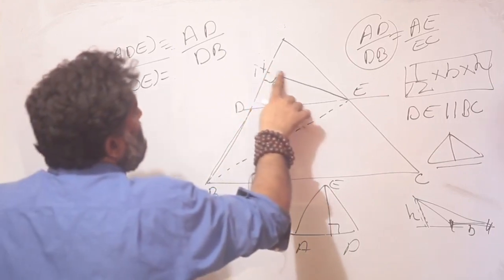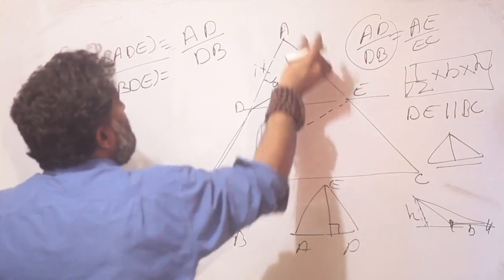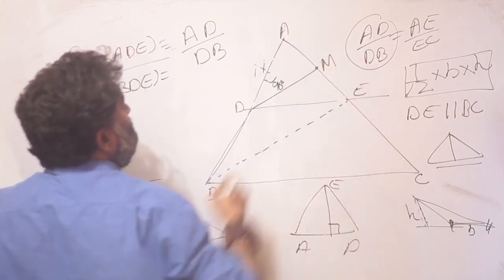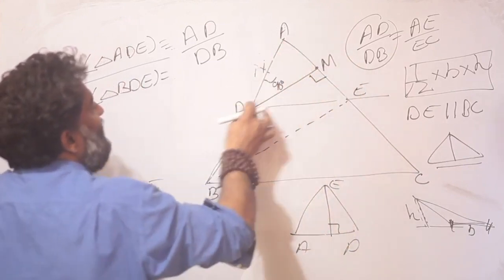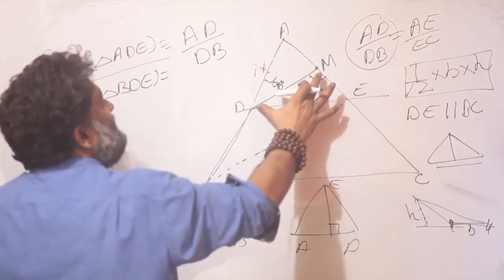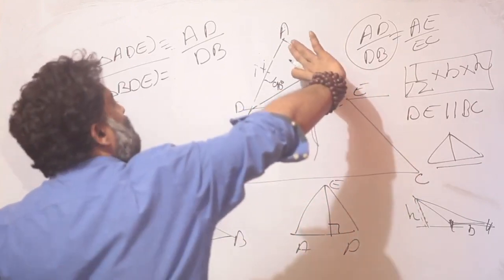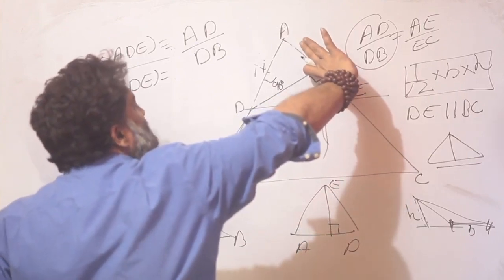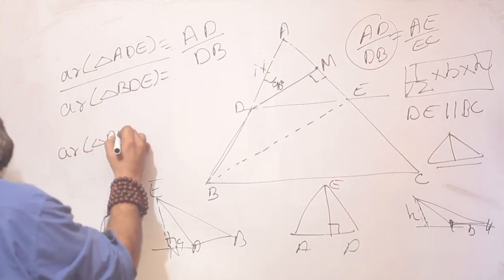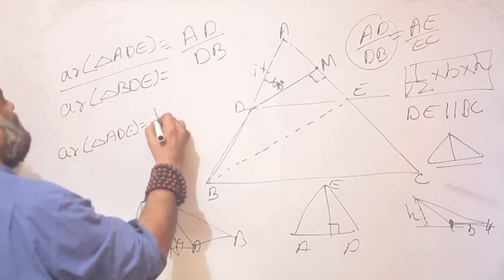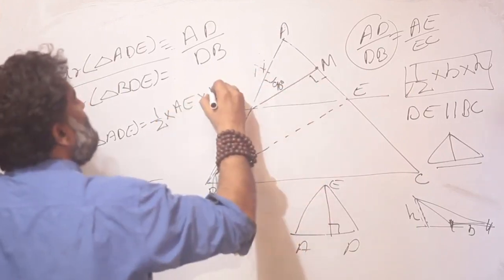Now maybe forget this line altogether and draw another perpendicular from D to the side AE and call it M. So now this is the perpendicular. Now think of the same triangle ADE. AE is the base and DM is the height. Tilt your head and watch it like that. AE is the base and DM is the height. So once again, area of triangle ADE is going to be half AE as the base and DM as the height.